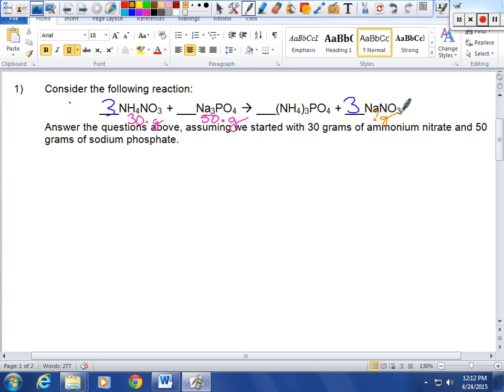Alright, so here's the deal. And this is what all limiting reactant problems have the problem with. Which one of those, 50 or 30, do I start with to try to convert to the other side? Do I choose the 30 because it's less? No.